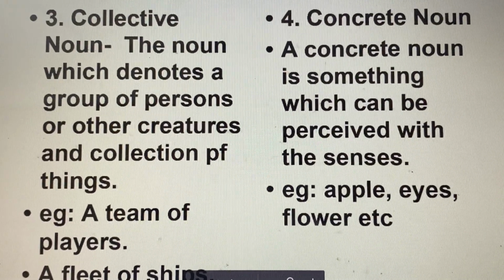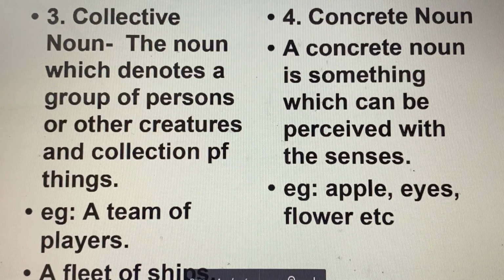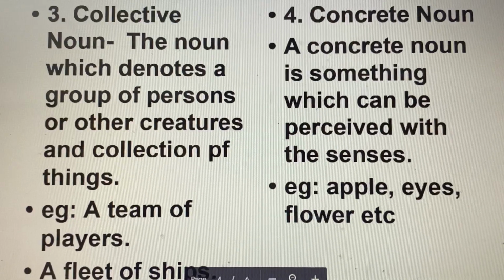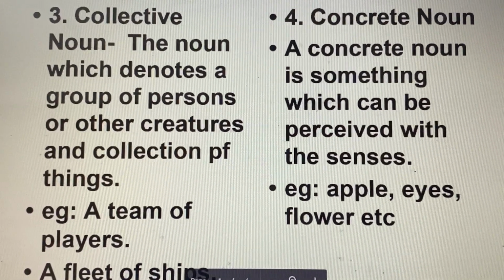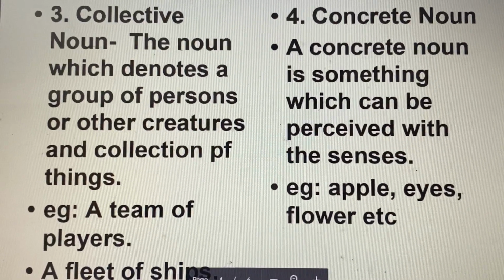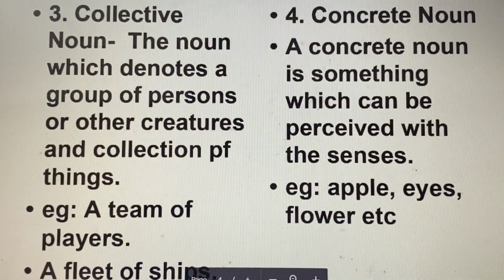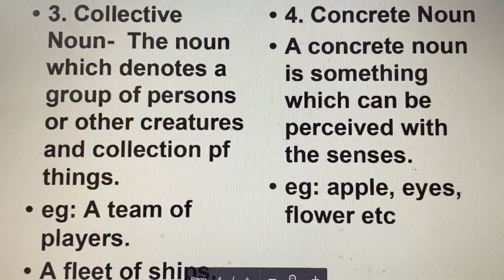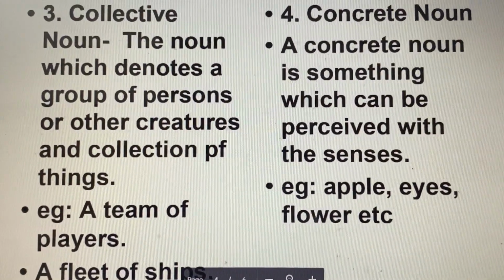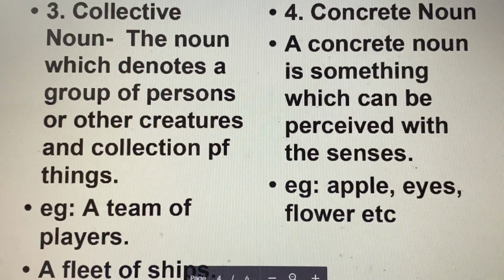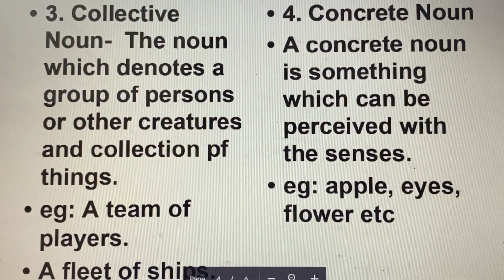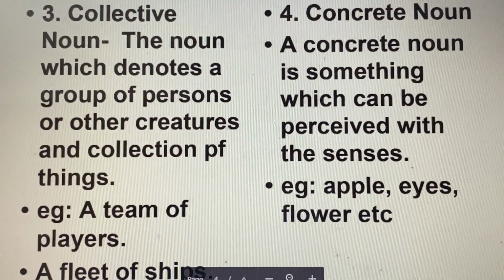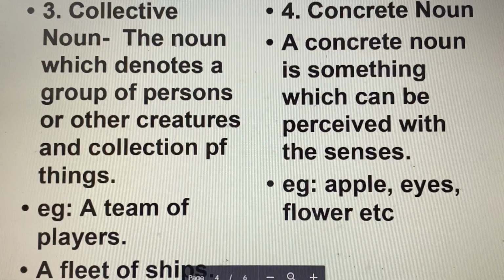Now, the fourth one is the concrete noun. What is a concrete noun? A concrete noun is something which can be perceived with the senses. It can be perceived through your senses only. You can touch it or feel it. Example: apple, eyes, flower, etc.